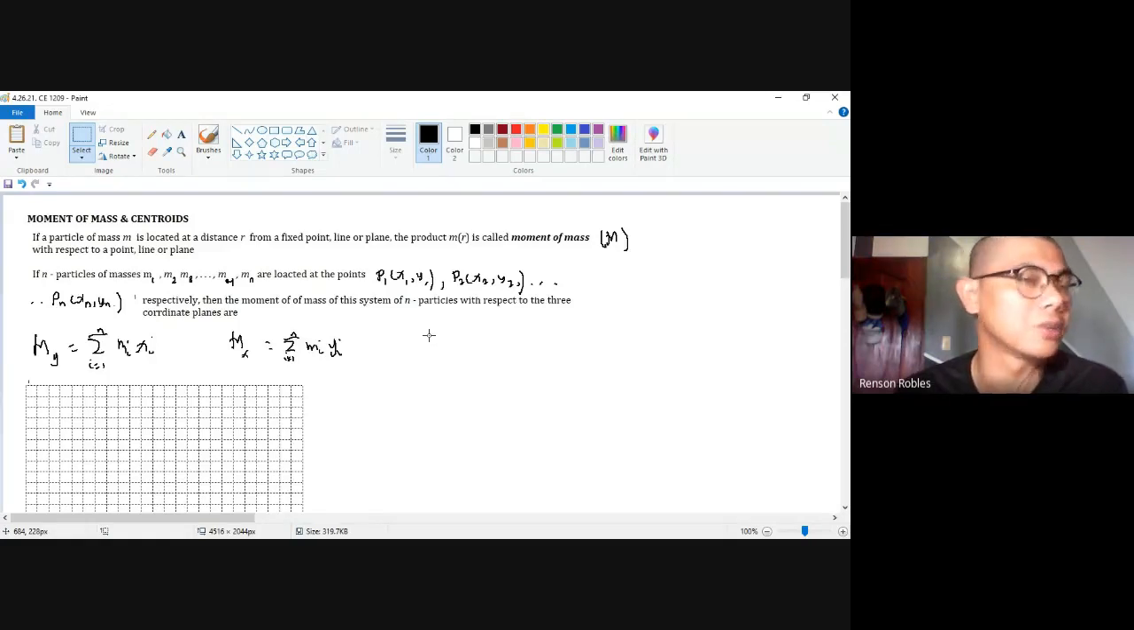For today, we're going to discuss a new application of definite integrals, and this has something to do with moment of mass and centroids. So most probably you have heard the word centroid. Centroid is a secondary part of a triangle, that is the point of intersection of all the medians.